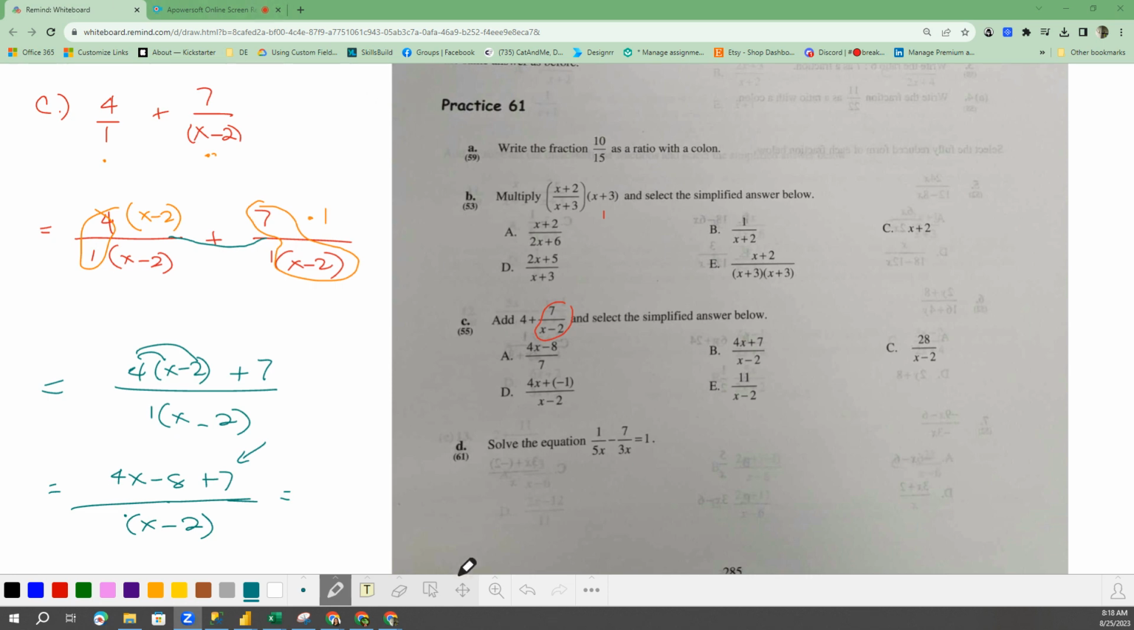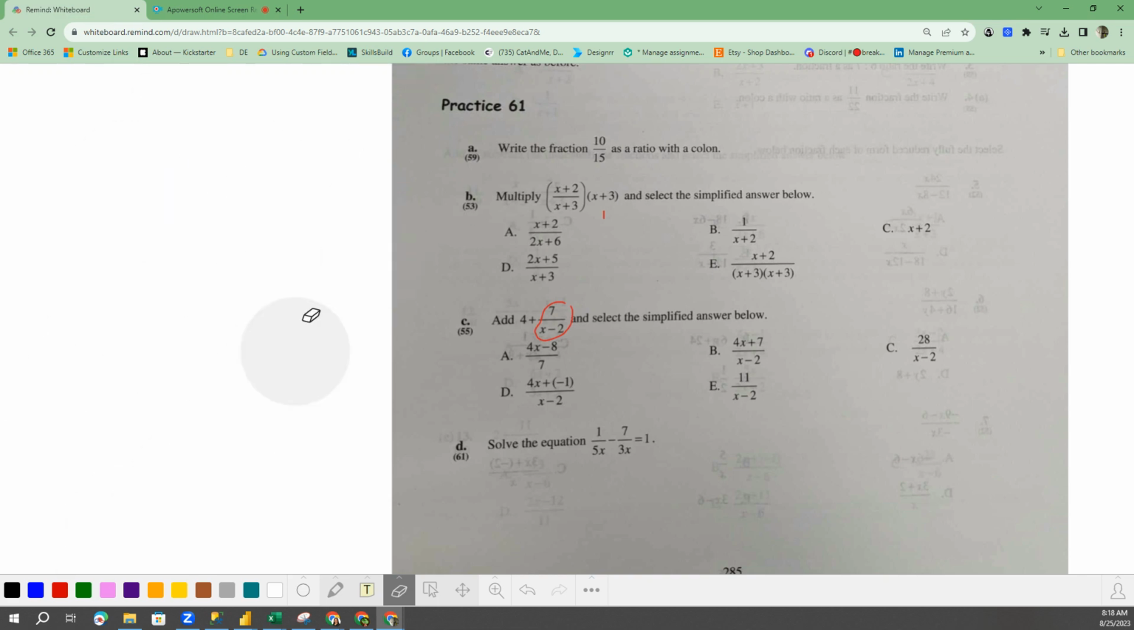Okay, all right, so let's move on to letter D. I think you can do letter D on your own. So yeah, I think you can. You should be able to do that. This is a little bit different though. Okay, so let's do this one together.